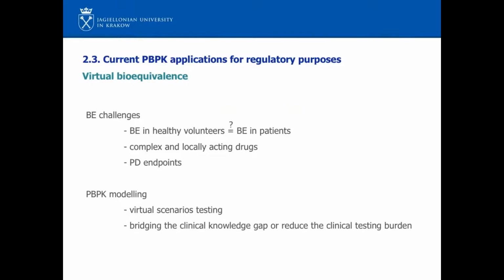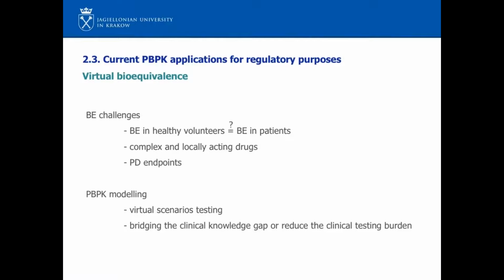So, as you could see, those two applications, extrapolation to special populations and DDIs, are the most prominent areas of regulatory applications in the new drug development process. But PBPK models are also applied in the generic drug development process. An example is the bioequivalence study, where the PBPK models may offer many advantages over traditional studies.